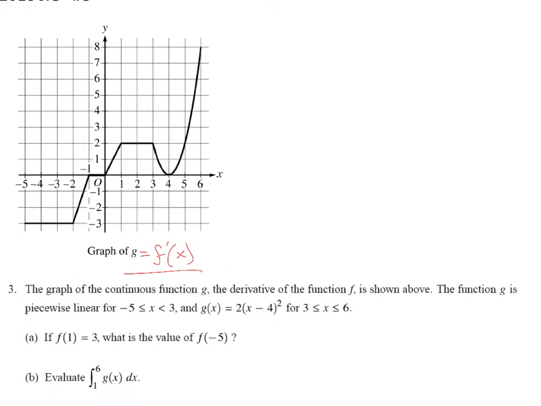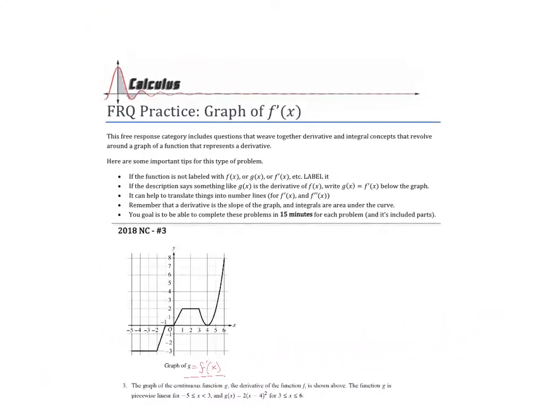We're told some more things, but once you notice that, label it. Now, sometimes the problem won't even say graph of g. It'll just be a graph, and it'll just be totally blank. You won't get any of this, and you need to go and write in what it is. That'll help keep your head on straight.